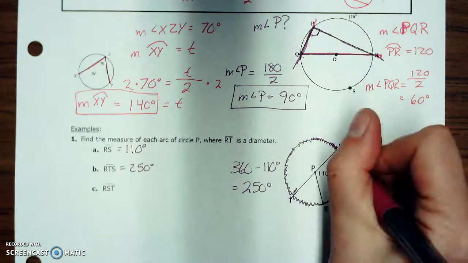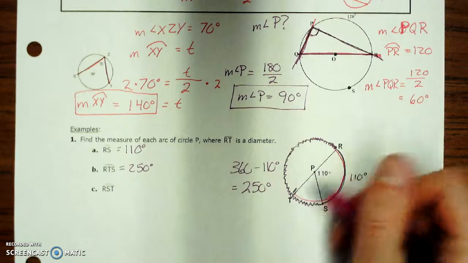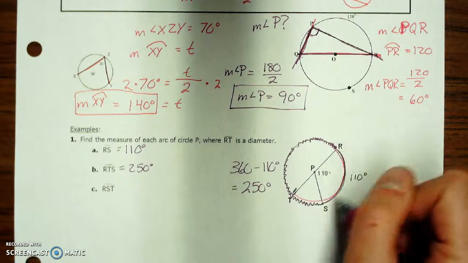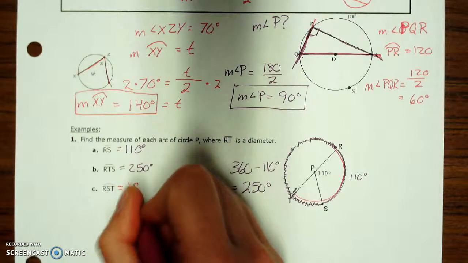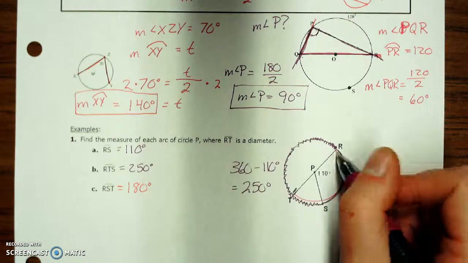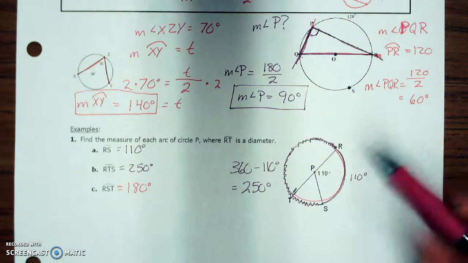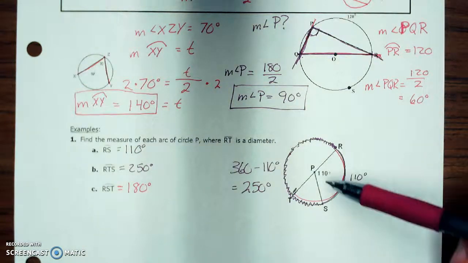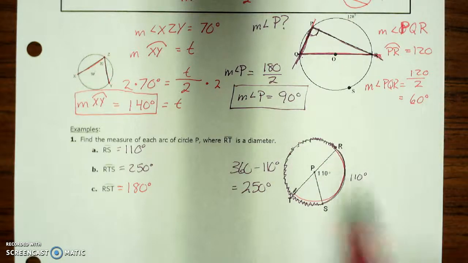Last, it wants to know what is RST. Well, RST is this. Since RT is a diameter, that means that this is going to be half of the full measure of the circle, which is 180 degrees for this half portion. So this one's included more as a warning. Watch out for those central angles. You solve it differently with a central angle as opposed to doubling or halving anything. You're going to keep them the same.